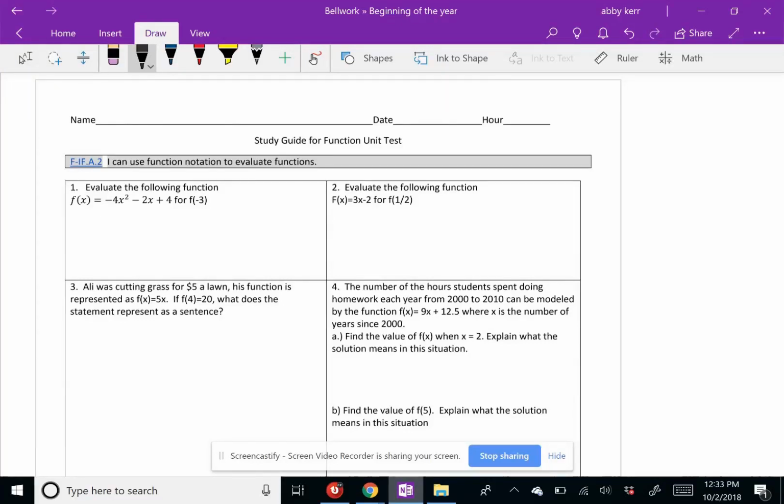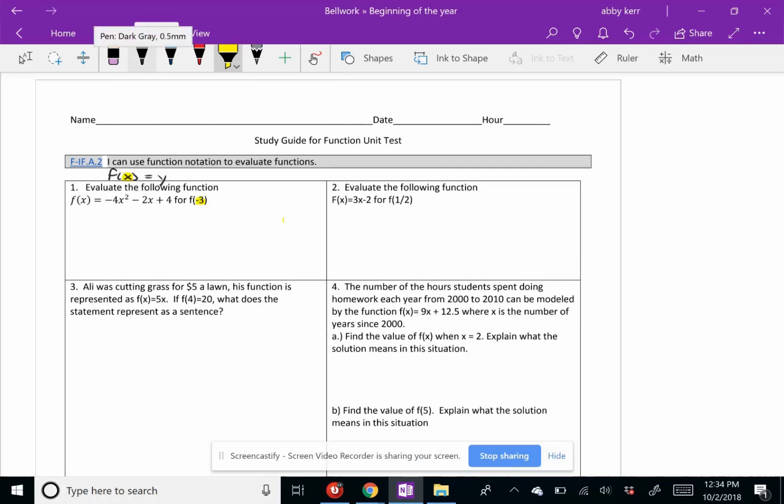Okay, in this video, we're going to go over the study guide for the function unit test. The first learning target is I can use function notation to evaluate functions. So function notation is just f of x. So instead of y, we write f of x. Now, notice inside parentheses is our x value. So a shortcut, instead of writing x equals a number, we can write f of a number.